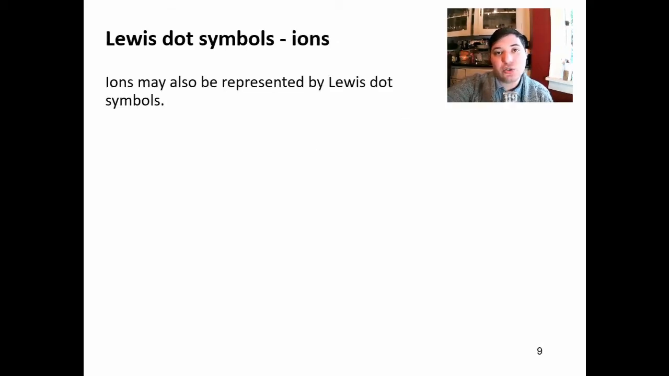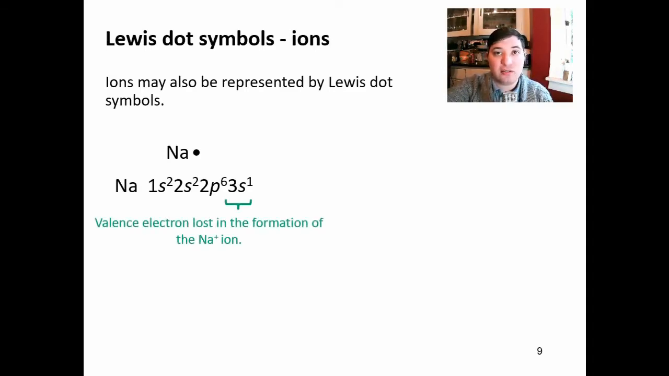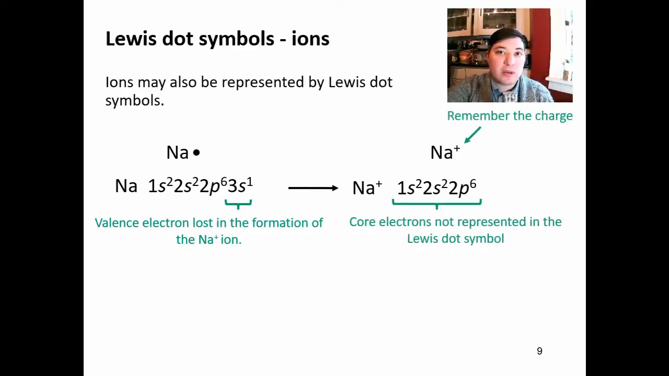In addition to neutral atoms, we can also use Lewis dot symbols to represent ions. So let's take a look at sodium. In sodium, we know we'll lose 1 electron because it only has 1 valence electron in order to become Na+. And here we just represent the symbol as Na+. Notice how there are no dots around it. That's because it has emptied out its valence shell to become Na+. And it is very important that you remember to include the plus, otherwise someone reading that might just think you're referencing sodium, the neutral element.